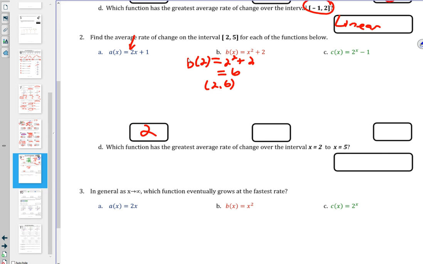Then let's do b at 5, which is 5 squared plus 2. 5 squared plus 2 is 27. So 5, 27 will be here. When I do that slope, 6 minus 27 over 2 minus 5, that gives me negative 21 over negative 3, which is 7. That slope is 7.